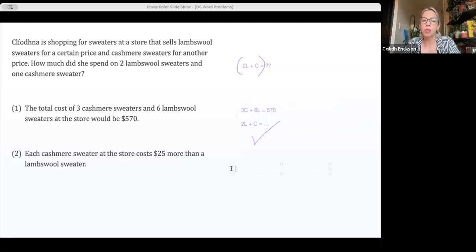But when we look at statement 2, each cashmere sweater costs, in other words, is equal to 25 more than a lamb's wool, so a lamb's wool plus 25. Well, that's a relationship between our two variables, but it's not the one that we need. So that by itself, not enough. So just statement 1 alone was sufficient, and we get A.